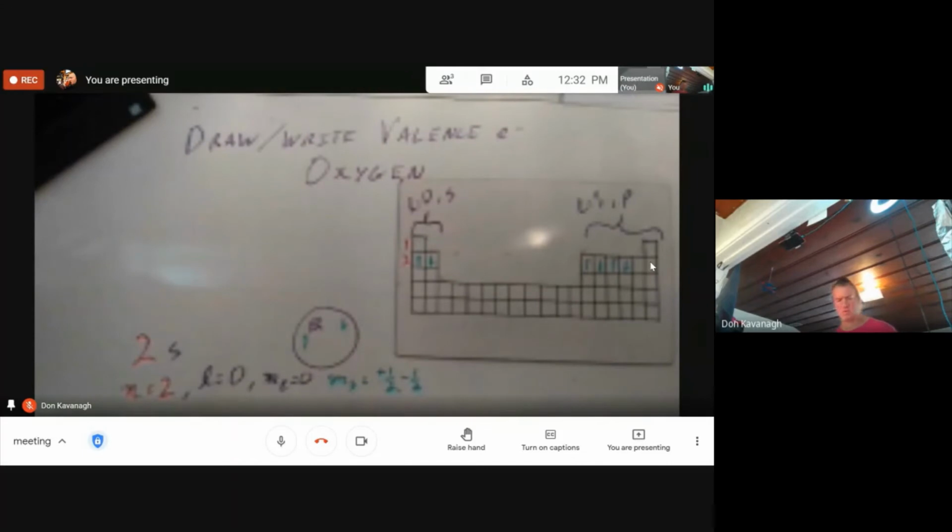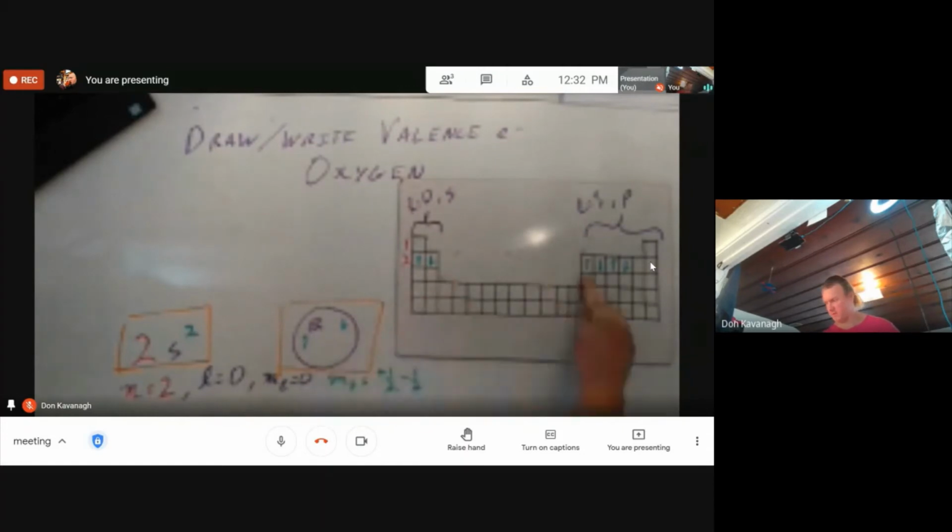Those are my principal quantum numbers that I've written out. And here is my 2s orbital, and there are 2 electrons inside of that 2s orbital. So 2s2 has this type of shape. Those are 2 of our valence electrons.